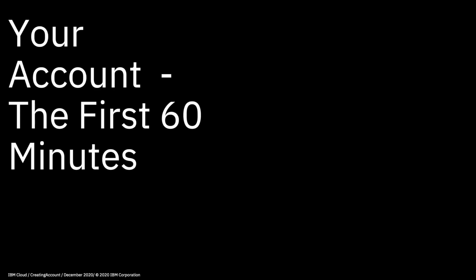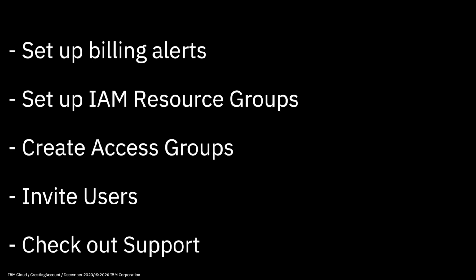In this video we're going to look at the kinds of steps that you'll probably go through in the first 60 minutes of having your account. What we're going to cover is setting up billing alerts, so these are alerts that will let you know if you're getting close to spending thresholds within your account. We'll go through the process of setting up IAM resource groups, and we'll also look at creating access groups. We'll then look at inviting users to your account, and then we'll also very quickly check out the different support options that are available within IBM Cloud as well.